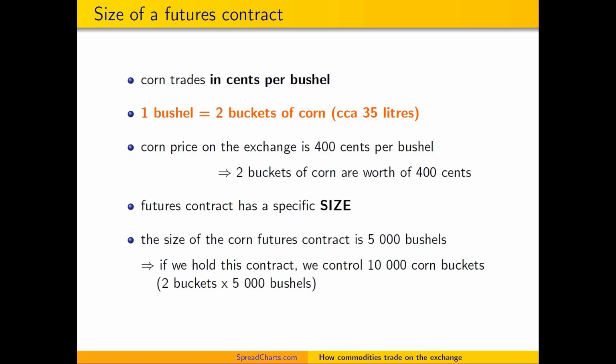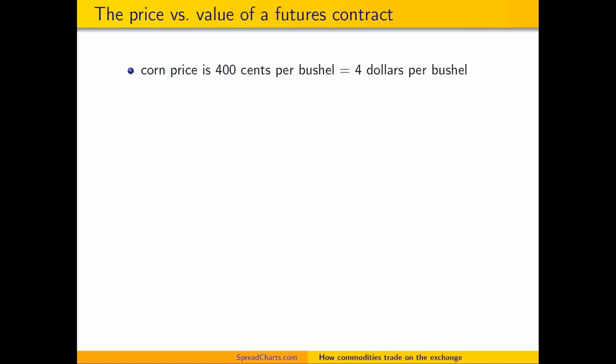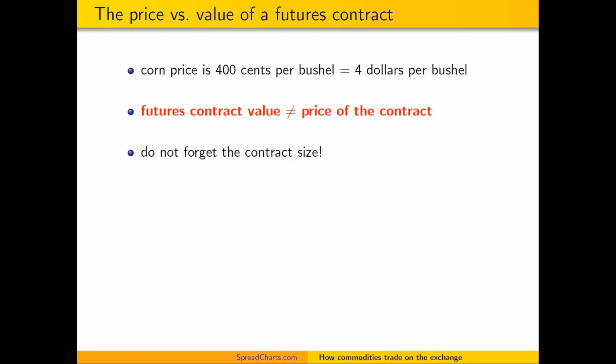That leads us to another important term, which is the value of a futures contract. The current price of some corn futures contract is 400 cents per bushel, or simply $4 for 2 buckets. But that doesn't mean that the value of the contract is also $4. Do not forget about the contract size. When we buy that contract, we do not hold just 1 bushel. As we said, we now hold 5,000 bushels of corn.